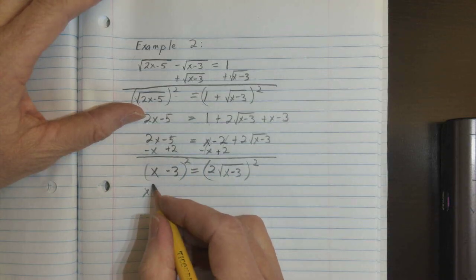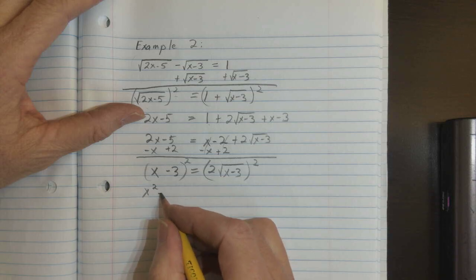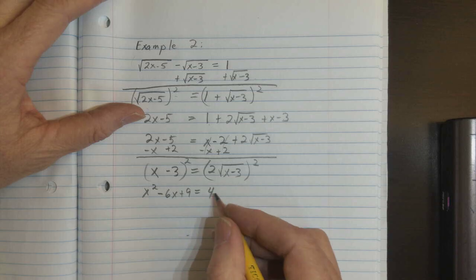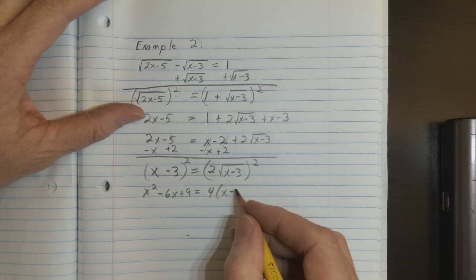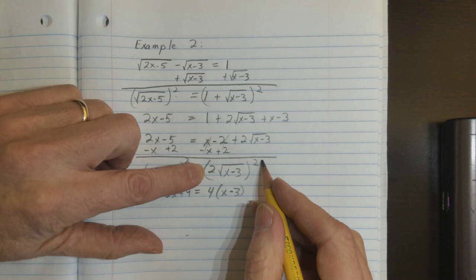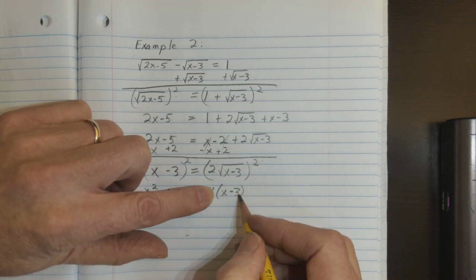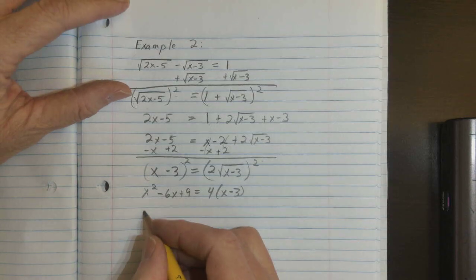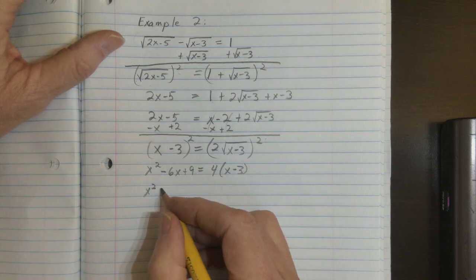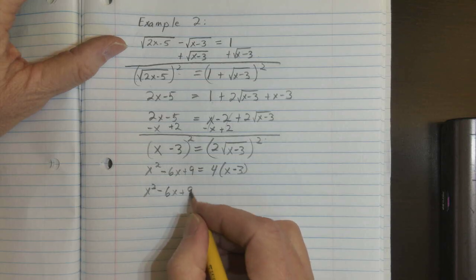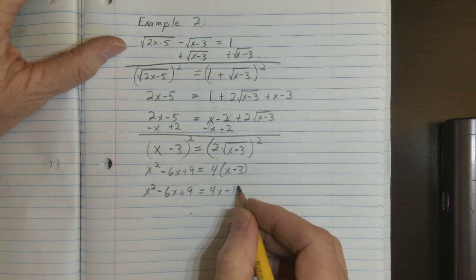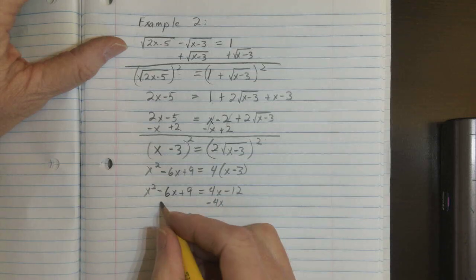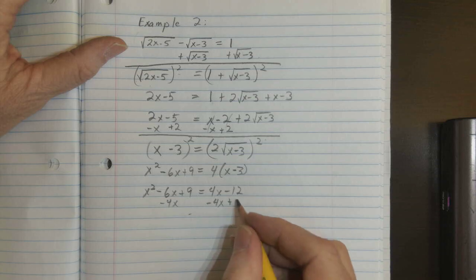And I have x squared minus 6x plus 9 equals 4 times x minus 3. 2 squared is 4. Square root of x minus 3 squared is x minus 3. So what do we got? X squared minus 6x plus 9 equals 4x minus 12. I'm going to subtract 4x from both sides. I'm going to add 12 to both sides.